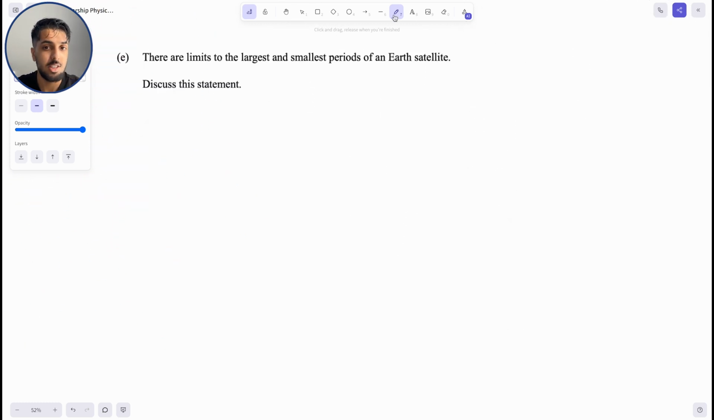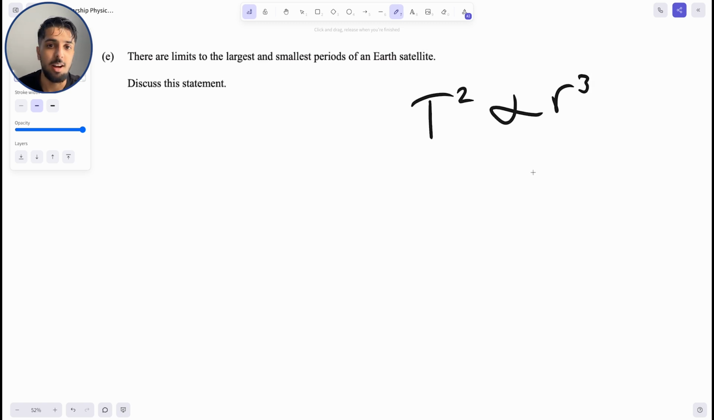There are limits to the largest and smallest periods of an Earth satellite. Discuss this statement. So we know that T squared is directly proportional to radius cubed, and therefore the limits of the period will be determined by how close the satellite is to Earth, and also how far the satellite is to Earth. So obviously, the further away the satellite is to Earth, the radius will be larger, and therefore the period will be larger, and the inverse is also true.